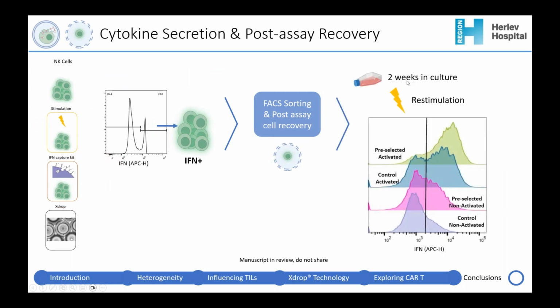These cells were then put into culture for 2 weeks, just let sit, and then re-stimulated. So the green histogram here on top, we see the selected and reactivated NK cells. We can see how they change to being a mostly interferon positive population. And then the purple graph here, we have the non-activated cells. And then some other NK cells used as a control that are activated and non-activated. So we can show that we're able to activate the cells, sort them, rupture the droplets, and culture the cells, and they are able to retain their activation phenotype.